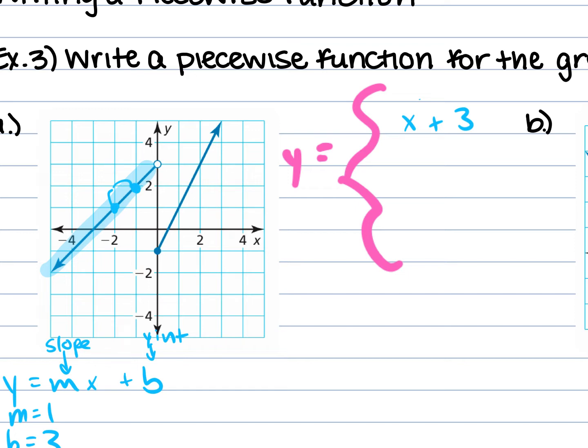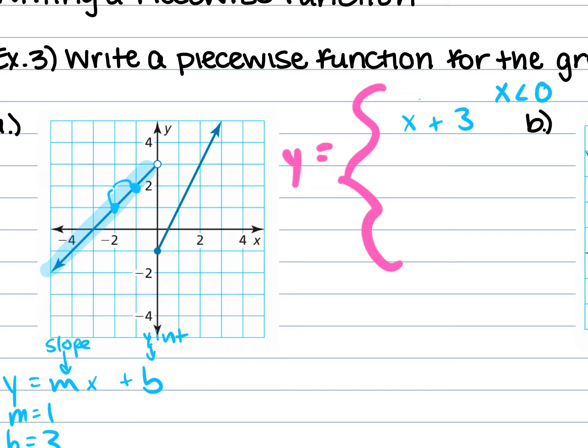Less than, because look at our graph. It starts here at 0, and then it goes -1, -2, -3. So we're talking about the values that are less than. So I would say x is less than 0.